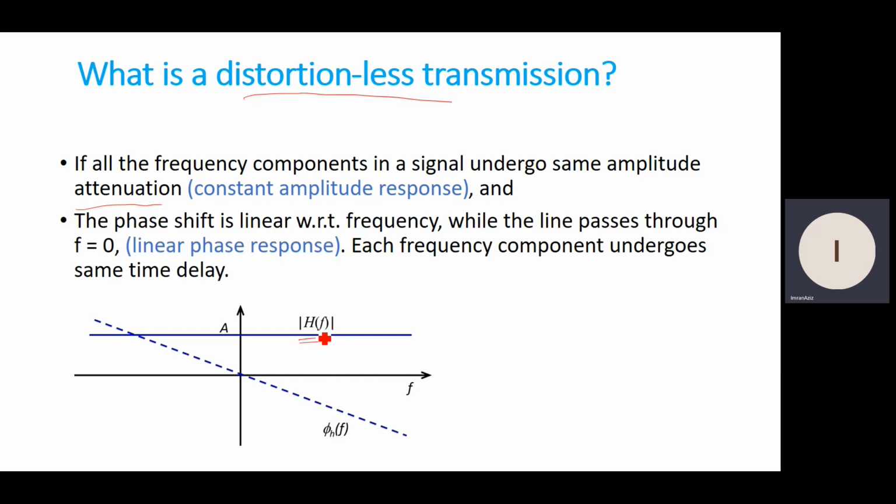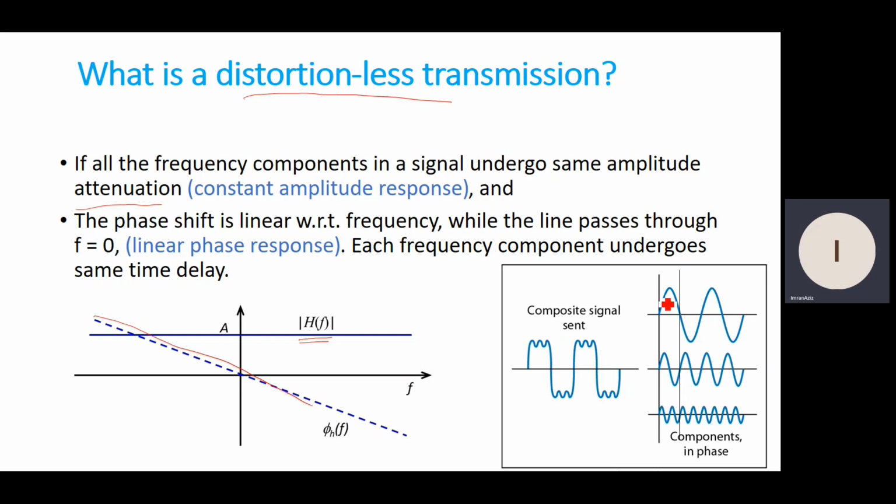And what is the second condition? The second condition says that the phase shift is linear with respect to frequency. You can see over here that this is the phase curve, which is linear with respect to frequency. What it means is that in the composite signal, the individual signals which have lower frequency must undergo lower phase change, while the frequency components which have higher frequency must undergo higher phase change.